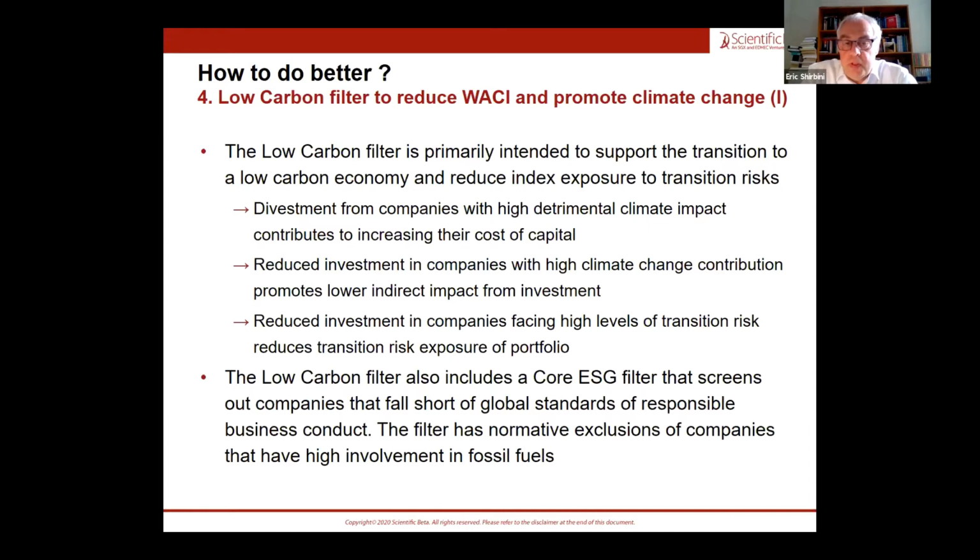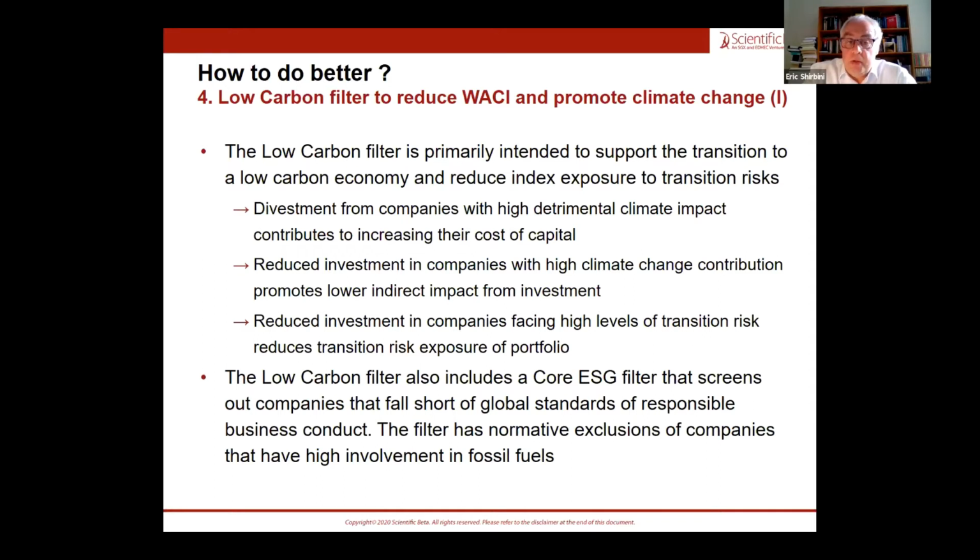Essentially the effects of this low carbon filter are threefold. We will not include stocks with a high carbon exposure. These stocks have a detrimental climate impact. By excluding those companies, we're encouraging a higher cost of capital for them, because if we don't include them, the idea is their stock price falls, they end up with a higher cost of capital, and therefore are penalized through exclusion. And clearly, exclusion is a much more stringent way of imposing that kind of constraint.